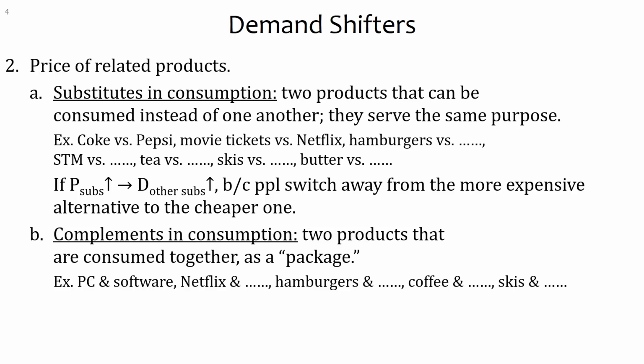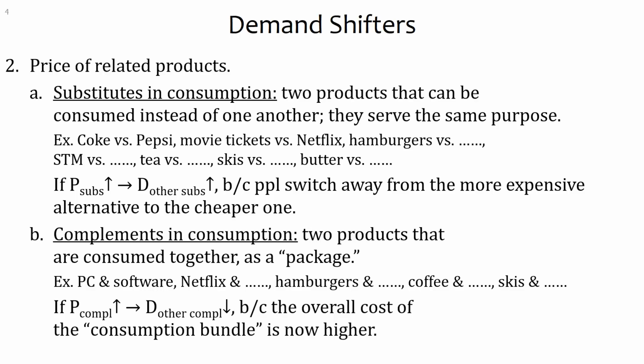Now, think of this. What happens to the demand? Let's say PC and software. If the price of computers goes up, what's going to happen to the demand for software? If one of them goes up, then the demand for the other one goes down because the overall cost of the bundle is now higher. It costs more to consume the whole thing.